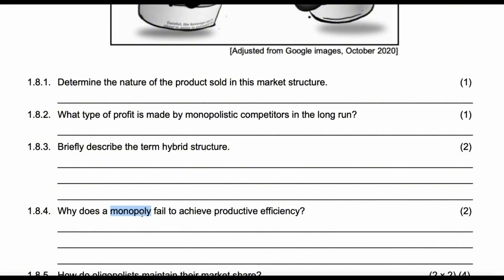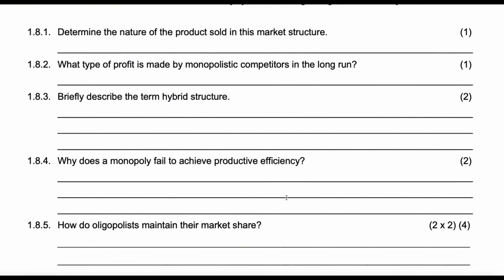Take note. Now, why does a monopoly fail to achieve productive efficiency? Well, a monopolist will restrict output and increase the price. He's the only one, there's no competition, so basically he can afford to be inefficient and still survive. Then how do oligopolists maintain their market share?